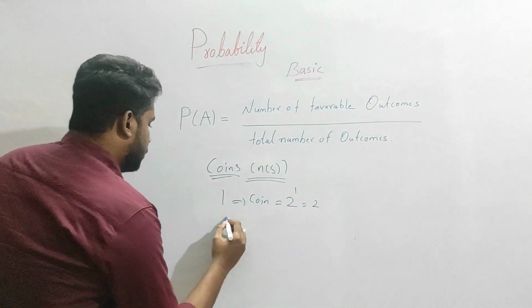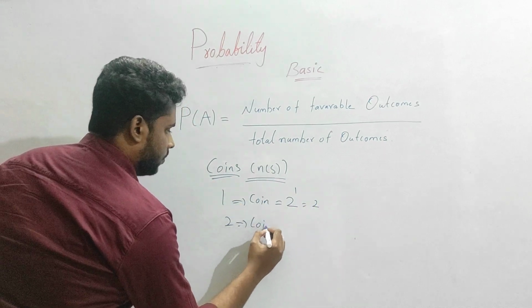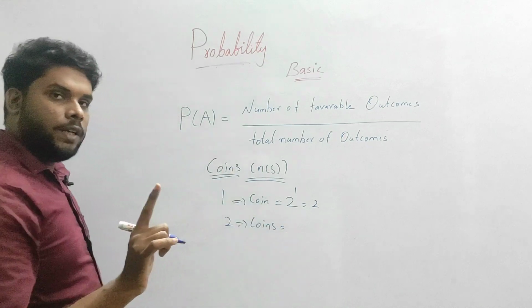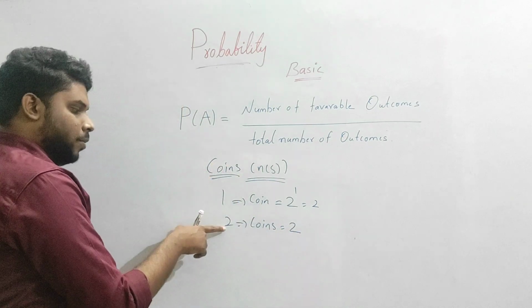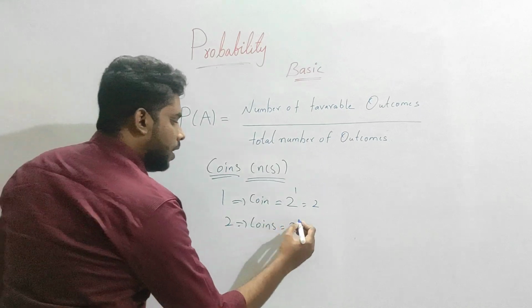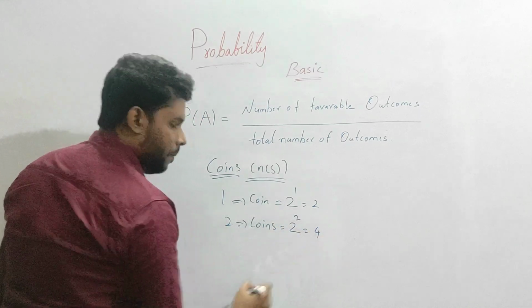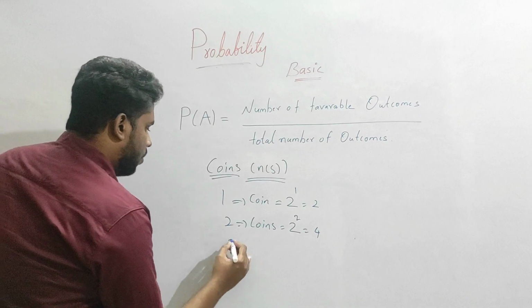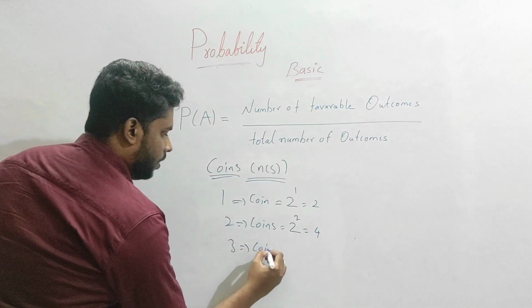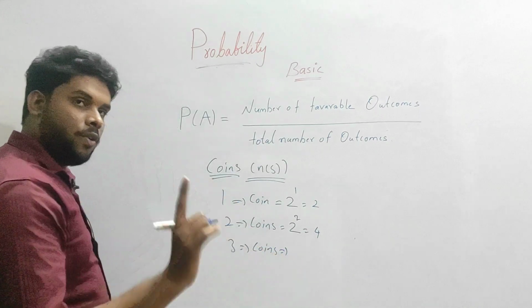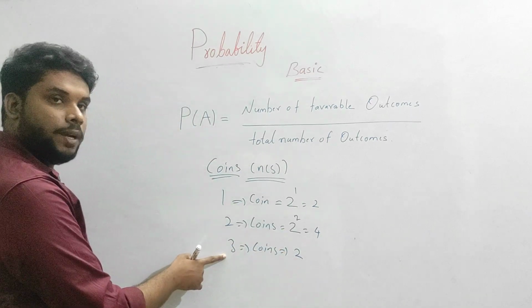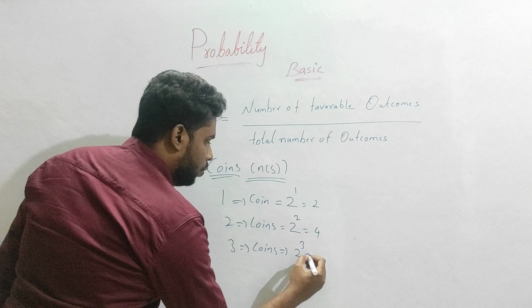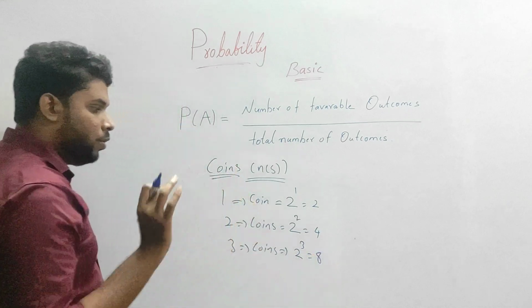Okay, if I am tossing two coins, in one coin there are two outcomes, head and tail. And how many coins am I going to toss? Two. So I write 2 raised to 2, which equals 4. Similarly, if I am tossing 3 coins, in one coin we have two outcomes, head and tail. How many coins are tossed? 3. So I write 2 raised to 3. Okay, so what do you understand?